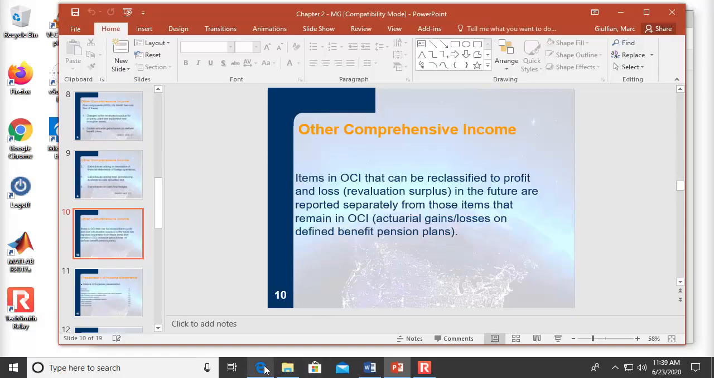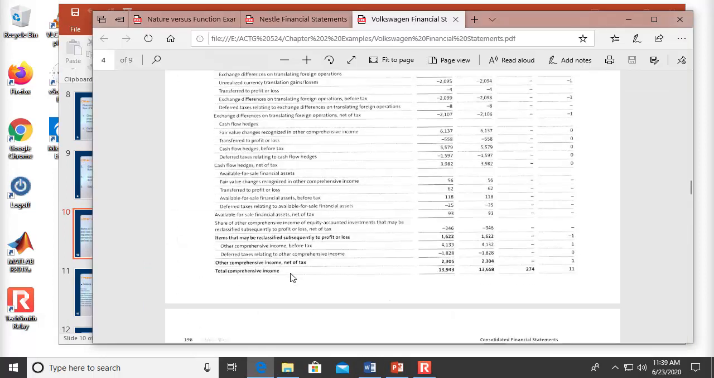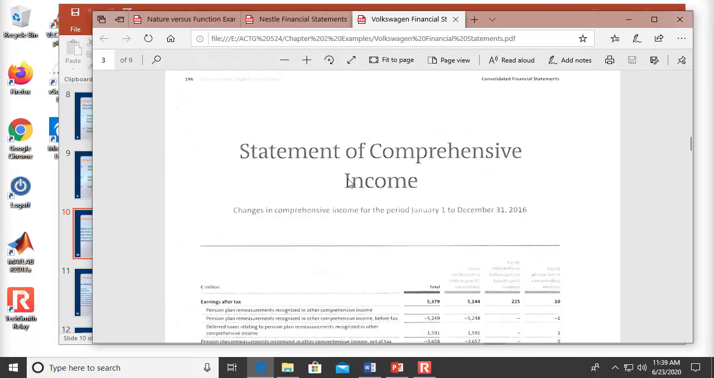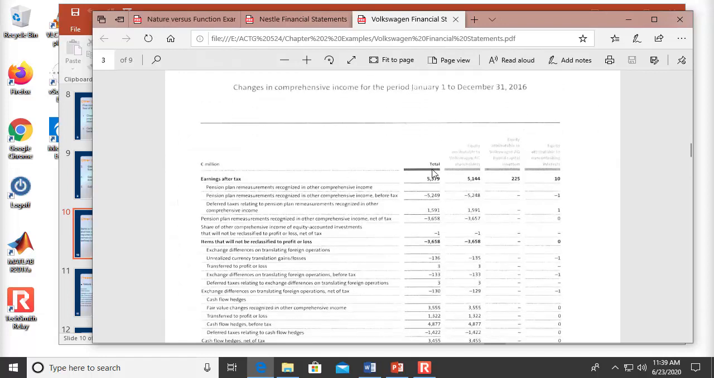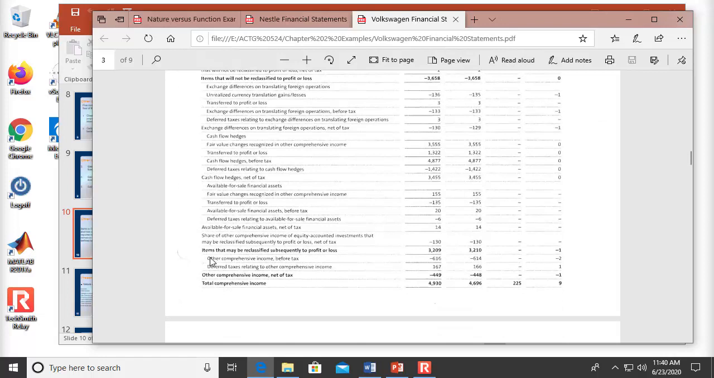This time, since we're already on Volkswagen, let's go look at Volkswagen's OCI statement. Here's their statement of comprehensive income. They start out with their earnings after taxes, or net income. Notice this subtitle: items that will not be reclassified to profit or loss. We've got pension plan remeasurements, and those kinds of things are included here. We have a subtotal for items that cannot be reclassified, and then a subtotal for items that may be reclassified subsequently to profit or loss.